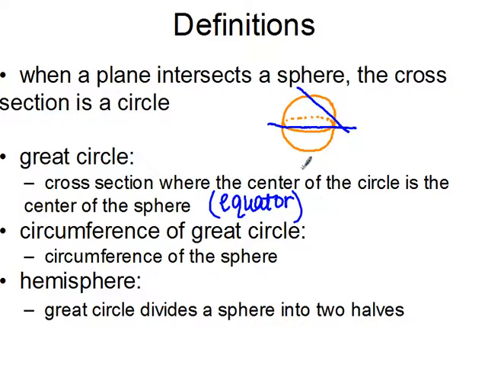The circumference of the great circle, so if you take the circumference of the equator, is the circumference of the sphere. And then a hemisphere, you should know from geography, is a great circle that divides a sphere into two halves. We live in the northern hemisphere. There's a northern hemisphere and a southern hemisphere. There's an eastern hemisphere and a western hemisphere. You take an orange and you slice it exactly in half, you've got two hemispheres.